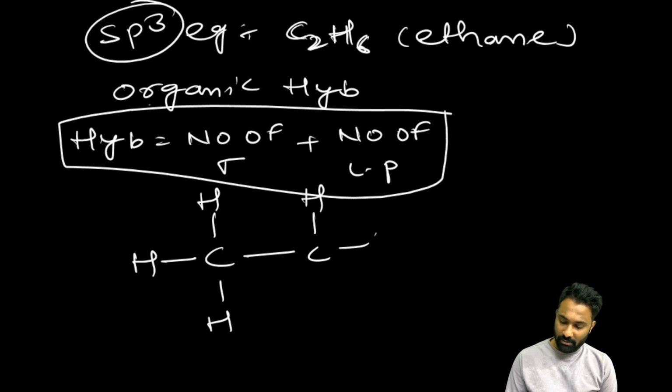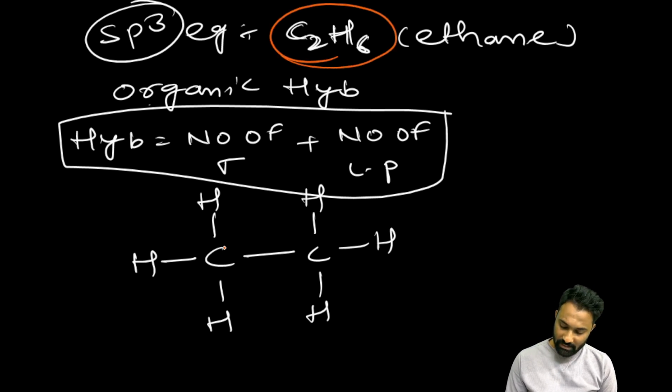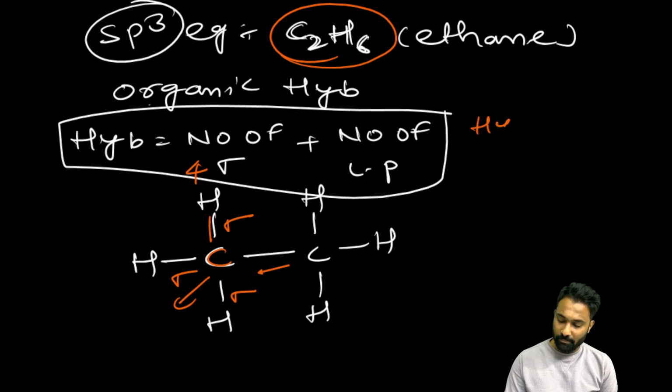Then the other carbon is having 3 hydrogens. Now, this is the structure of which one? Ethane. This ethane is having 1 sigma bond, 1 sigma bond, 1 sigma bond and 1 sigma bond. Then the number of sigma bonds for this carbon is 4 and the number of lone pairs is 0 for this carbon.